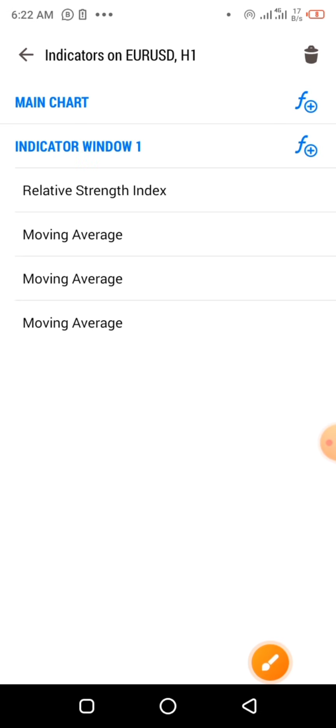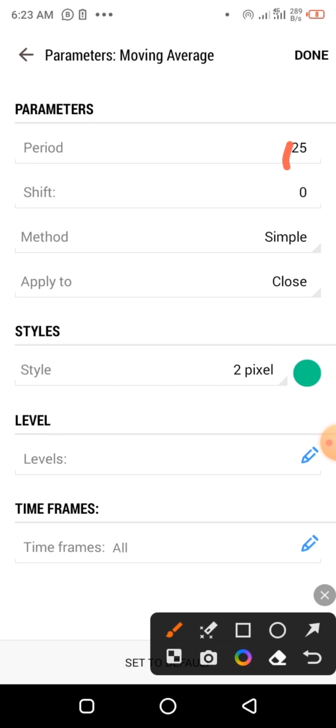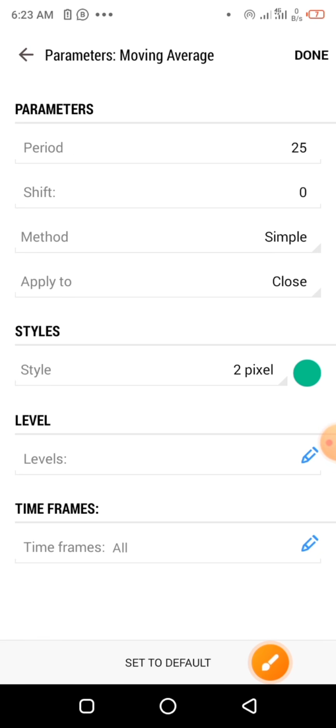You click done, and the next moving average, the second moving average you're going to be using, your parameters right here for this moving average is period is 25, shift is 0, method is simple, apply to close, then in your style use 2 pixel and use green. Okay, make sure you use color green. Make sure you follow every single instruction I'm giving right here, so you don't make any mistake at all while setting your chart. Okay, so if you have that, you click done.